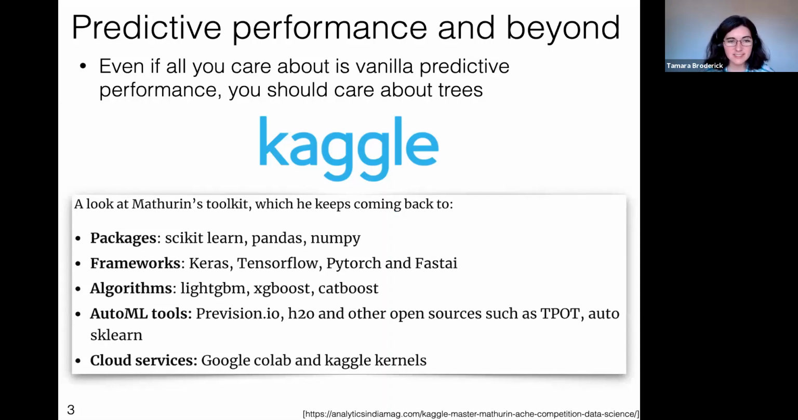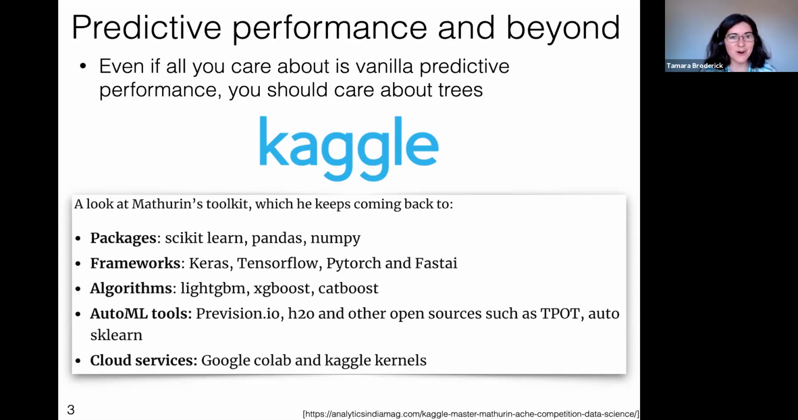And what's interesting is they ask what's his toolkit? And if you look at the algorithms in his toolkit, LightGBM, XGBoost, CatBoost, these are all ensembles of trees. So while neural nets can be really useful, again, for things like vision and NLP and so on, the reality is for a lot of the data that you're going to encounter, ensembles of trees are basically the thing that really does the best in terms of predictive performance.